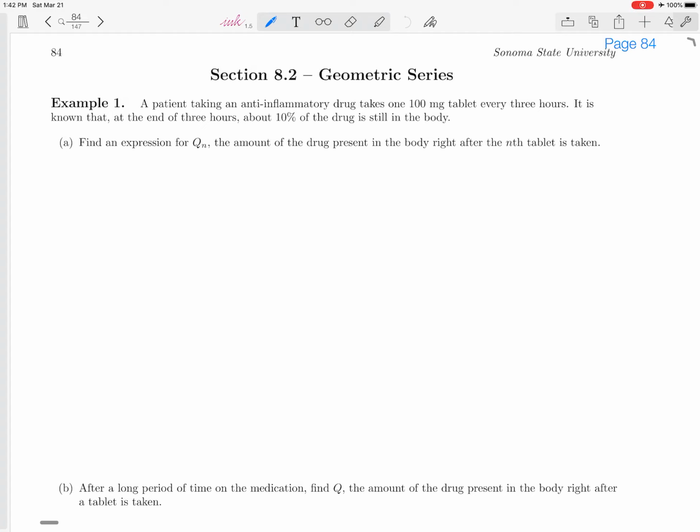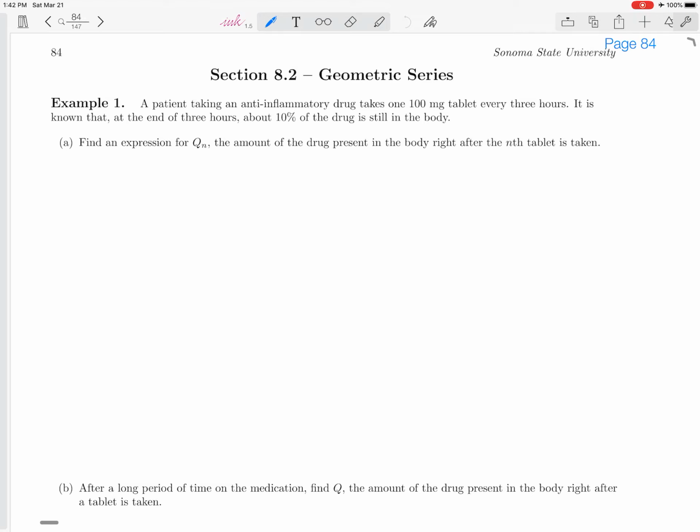Let's look at the first example in section 8.2, geometric series. In example 1, we are looking at the situation of a patient who's taking an anti-inflammatory drug, and they are taking a 10 milligram tablet every 3 hours. When you take a tablet like that, it is known that at the end of 3 hours, 10% of the drug is still in the body. The rest is metabolized, but 10% of the drug is still in the body.